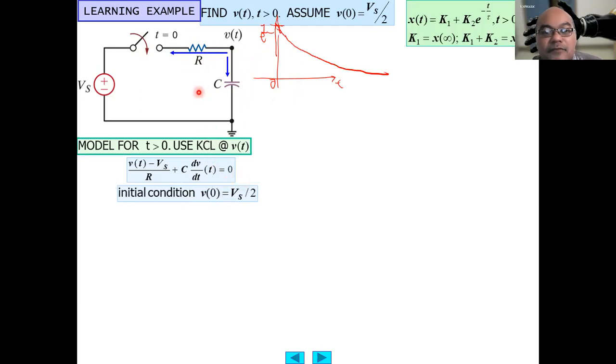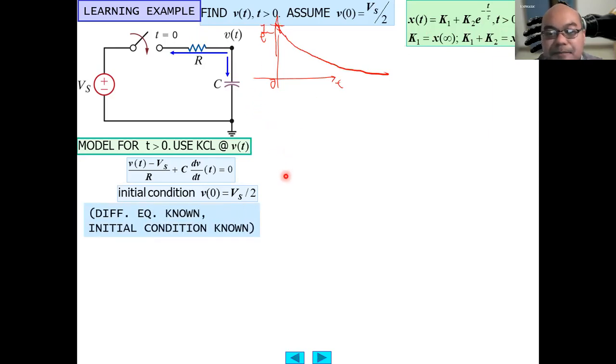The initial condition for the voltage at 0 is Vs equals 2. This is something given by the problem, not something that we derive from the circuit. The initial condition should be given, otherwise we cannot solve it, because this will set the condition for the constants K1 and K2 later. So the differential equation is known, and the initial condition is also known.